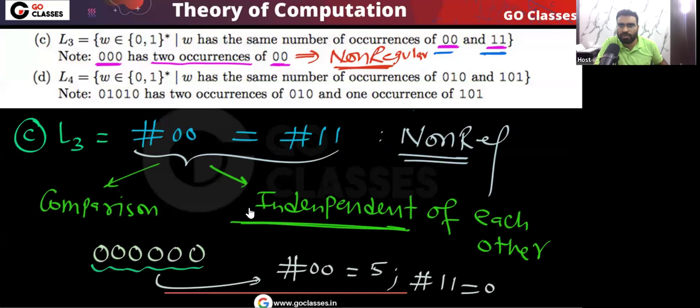Just see what some students will do. They will do this: 010. Let me write it two times. So 010 has come, 010 has come. In between there is no 101, right? Yes or no? So actually 010 equal to 101 does not hold. If I write 010010 two times, then there is no 101. So actually they are independent.